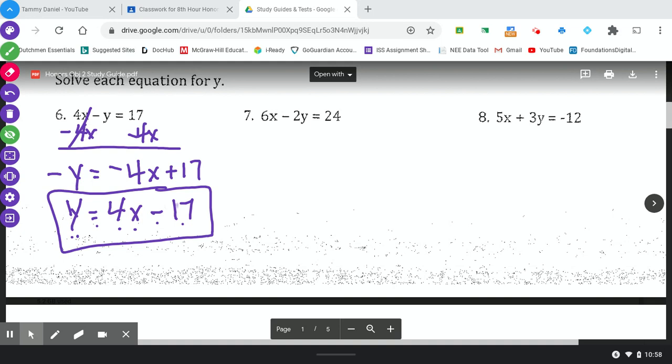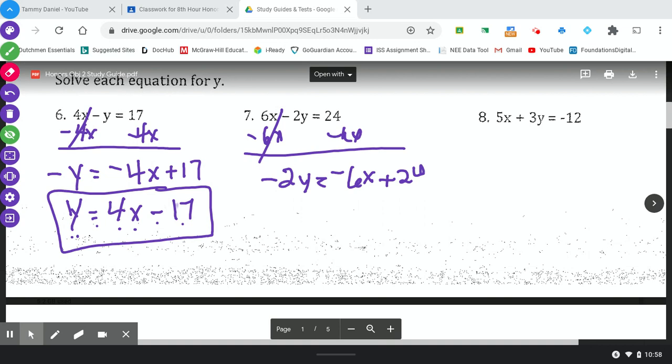Okay. On this one, we're going to subtract 6x from both sides. That's supposed to be a 6x, by the way. Those cancel, leaves you -2y equals -6x plus 24. Okay. And we have y by itself, but we still have that -2 in front, so we have to divide everything by -2 to get rid of it. So we have y is +3x, because negative divided by a negative is a positive. +3x minus 12. And again, we have it in that y equals mx plus b form, so we're good to go there.